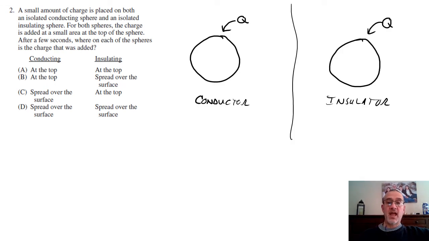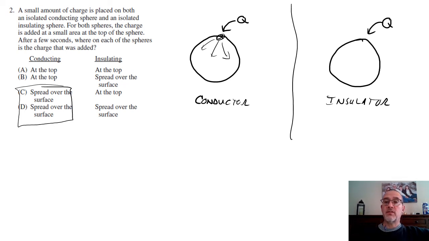Well, on the left, I have a conductor. If I put a charge on one point on the conductor, what's going to happen is that charge is going to try to get away from itself, and it's going to wind up distributing around the entire surface of the conductor. So on the conducting sphere, it's going to be spread all over the surface. So either C or D are correct.